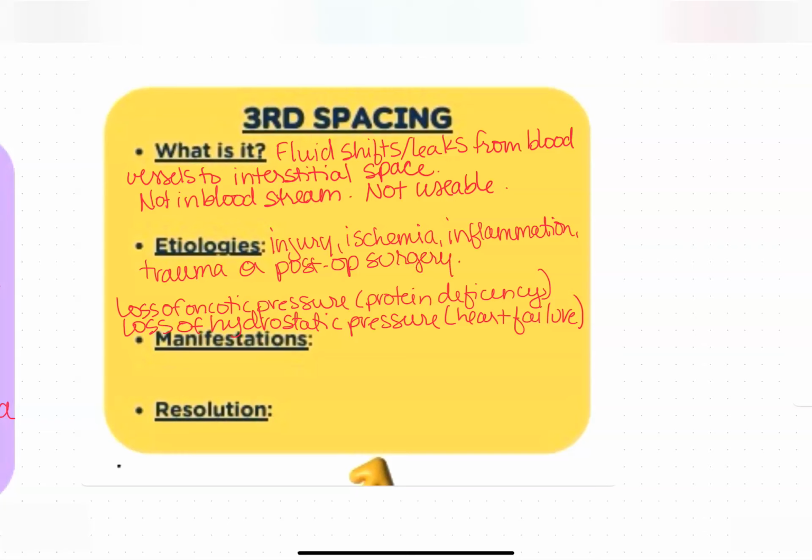We see third space occur from loss of oncotic pressure because of protein losses. Low albumin levels actually will cause fluid to leave the bloodstream and move into the third space. Albumin and proteins hold fluid in the bloodstream. So when those protein levels fall, fluid's going to leave the bloodstream and move into the third space.